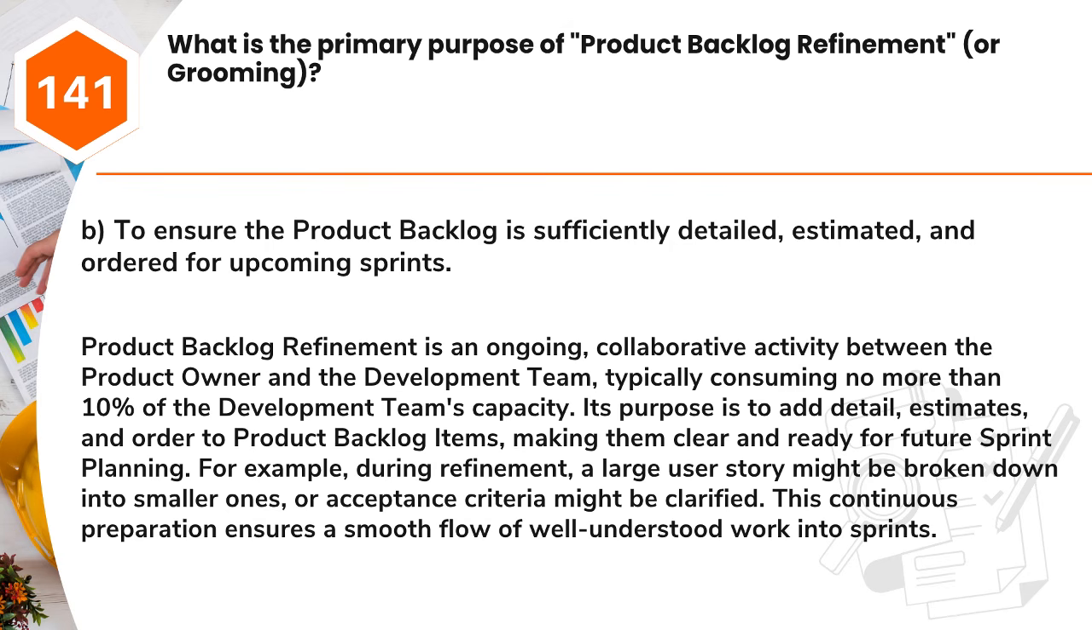Answer: B. To ensure the product backlog is sufficiently detailed, estimated, and ordered for upcoming sprints. Product backlog refinement is an ongoing, collaborative activity between the product owner and the development team, typically consuming no more than 10% of the development team's capacity. Its purpose is to add detail, estimates, and order to product backlog items, making them clear and ready for future sprint planning. For example, during refinement, a large user story might be broken down into smaller ones, or acceptance criteria might be clarified. This continuous preparation ensures a smooth flow of well-understood work into sprints.